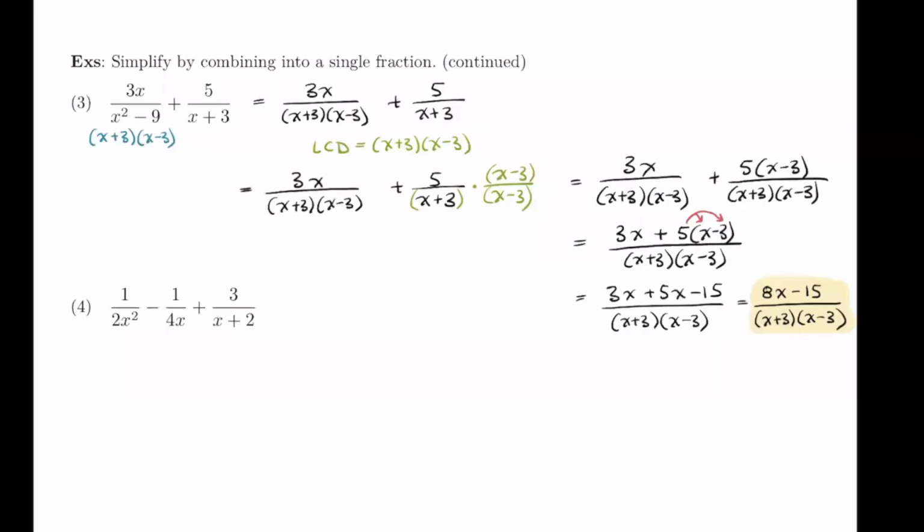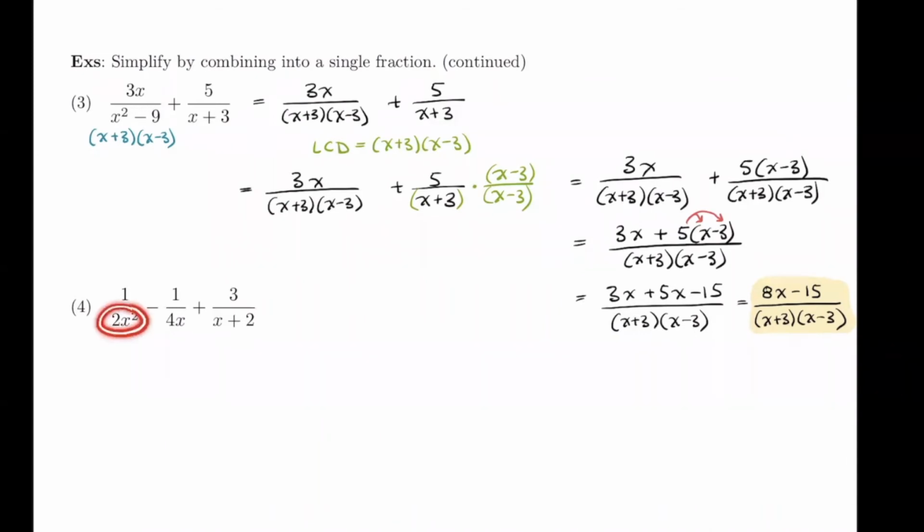In example 4, we have 3 fractions in this expression that we're going to mush together into one fraction. We have 1 over 2x squared minus 1 over 4x plus 3 over x plus 2. Now we need to get a least common denominator amongst 3 things. The idea is the same as if you just have 2 fractions though. It can be helpful if you look at 2 fractions at a time and then throw in the third one after you figure out what the LCD is for the first 2.